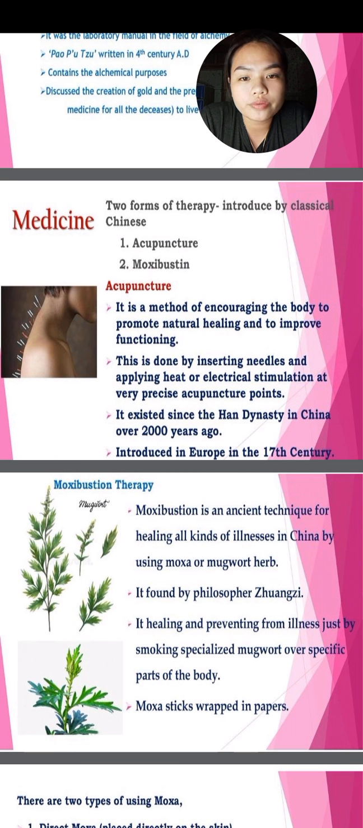The second form of therapy being introduced is moxibustion, which is an ancient technique for healing all kinds of illness in China by using moxa or mugwort herb. It was founded by the philosopher Huangzi. It heals and prevents illness just by smoking a specialized mugwort over specific parts of the body. So they just inhale it.